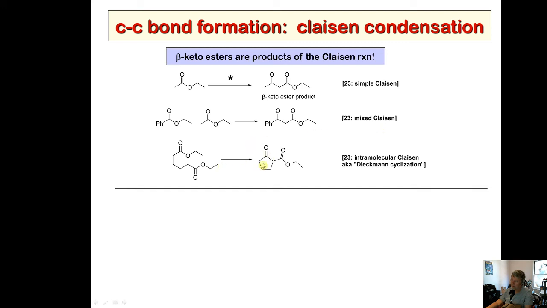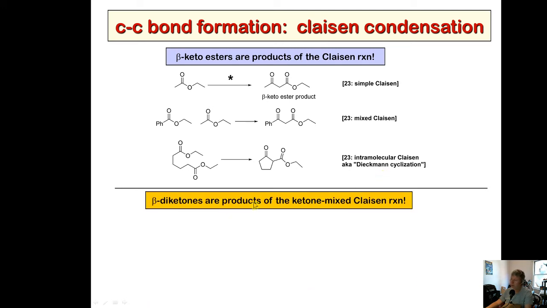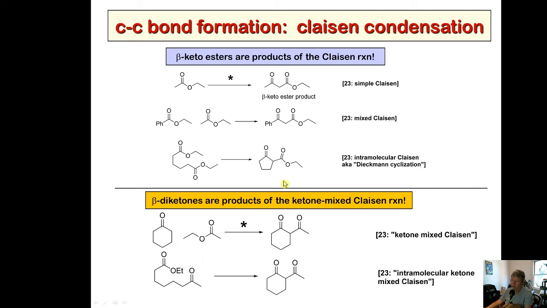And then the intramolecular Claisen, you have two esters and one reacts, kicks off the other ethoxy group. So they're all the same mechanism. The intramolecular Claisen is also called the Dieckmann cyclization. That's another name for it. Beta diketones are the products of the ketone mixed Claisen. The ketone mixed Claisen is the same thing except it's a ketone and an ester. So cyclohexanone might react with this simple ester.